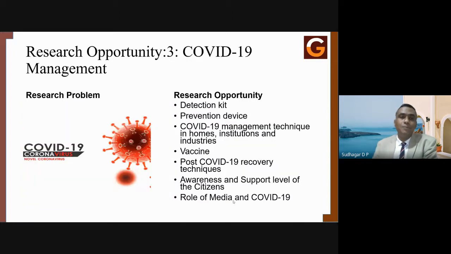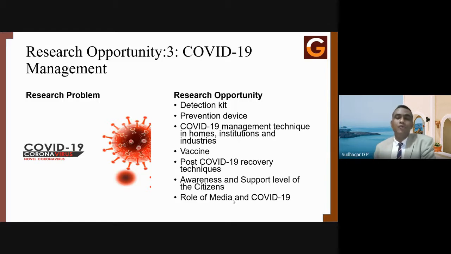Research opportunity number 3, which is COVID management. I'm sure after COVID-19 has emerged in India, people are trying different things, and still the third wave, which is expected to come, does not come. We are very thankful about it. But is it possible for you still to research on coming out with a detection kit? The experts are saying that COVID-19 is not going to disappear, it is going to be a part of us, and we'll be learning to live with it.